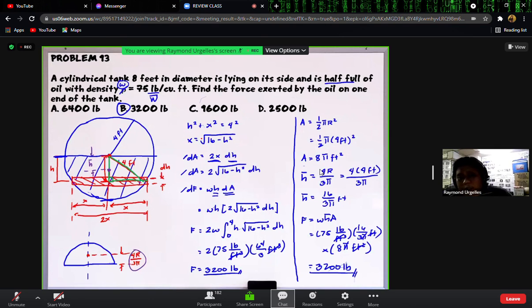Yun lang naman yung mga madalas lumabas sa board exam. So pag hindi ganun yung lumabas sa board, so na-shape, then use integration. Diba? So ay maganda na alam nyo pa rin pareho.